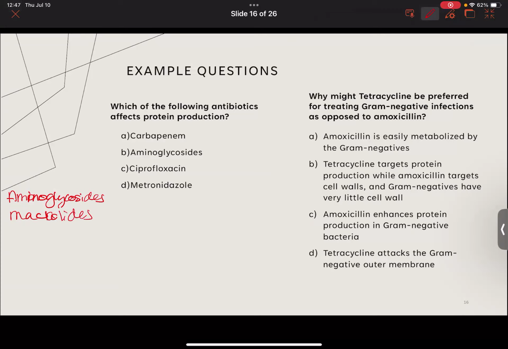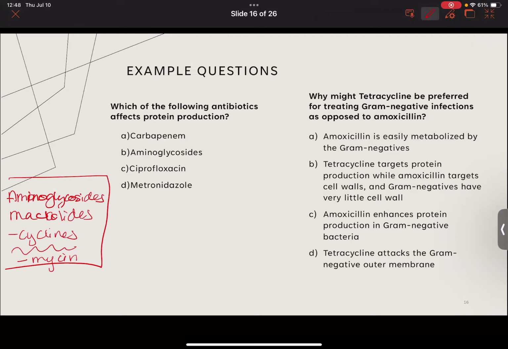Macrolides. And then we'll also have the cyclins. So these are the major ones, this is how I would like to water this down. And most of these end in mycin or micin. So many of them do anyways.